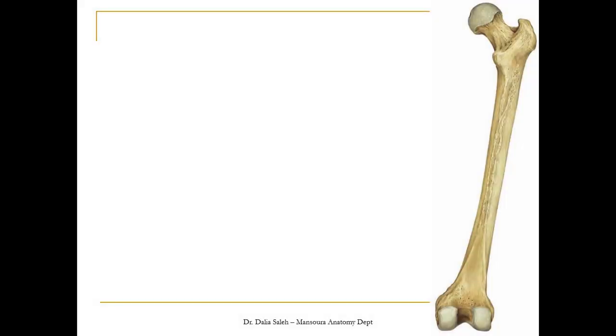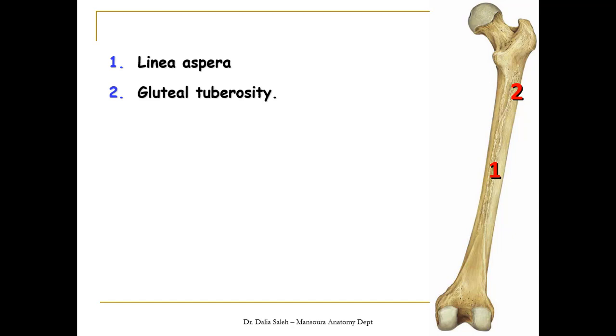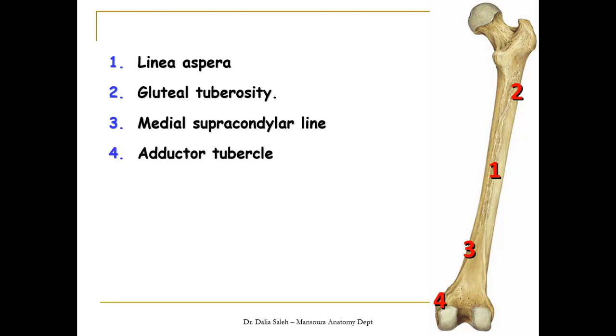This is the back of the right femur. In the middle, you can see the linea aspera. At the lateral side of the upper end, you can see the gluteal tuberosity. And the linea aspera, remember that they split into two lines which extend downward to the condyles of the femur. So we have on the lateral side the lateral supracondylar line, and here in the medial side we have the medial supracondylar line, which ends below at the adductor tubercle.